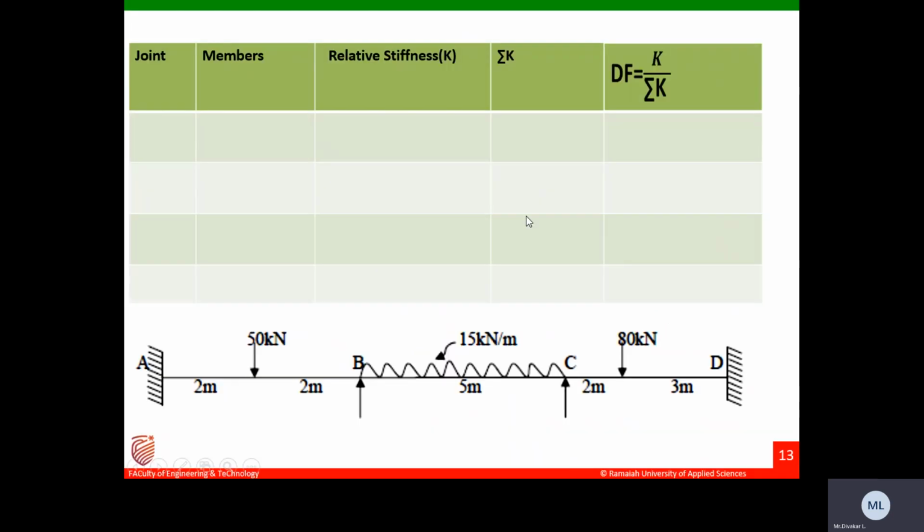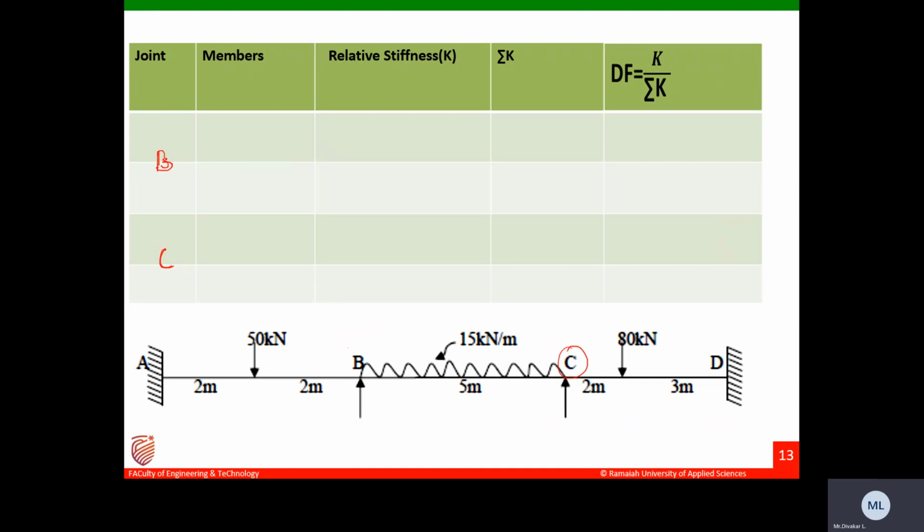Okay. So now let us identify the intermediate supports. Which one is the intermediate support here, guys? Here B is my intermediate support, and C is my intermediate support. So two supports, B and C, are the intermediate supports.